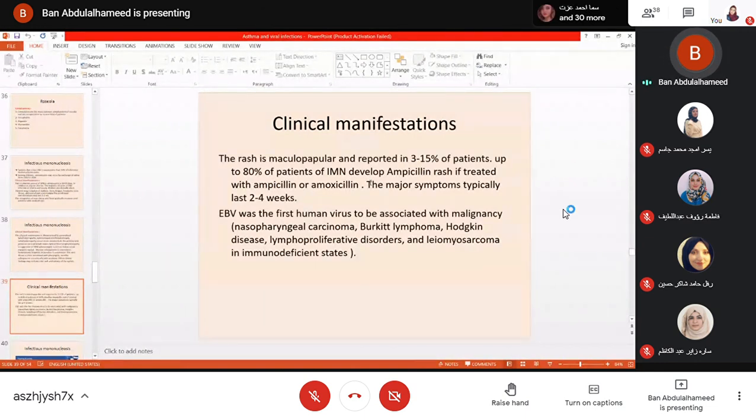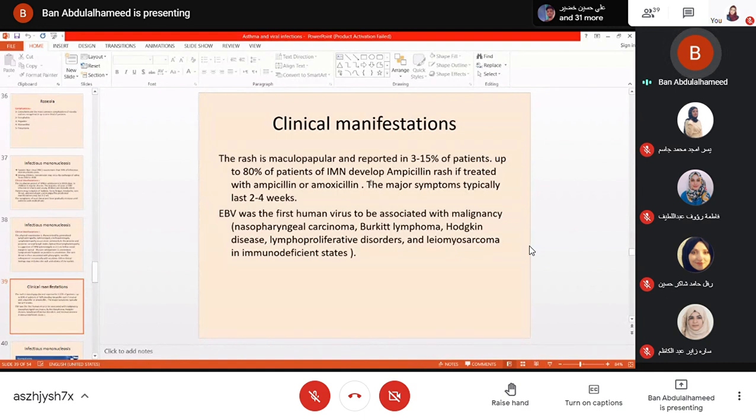The rash is maculopapular in nature, but if the patient with infectious mononucleosis receives ampicillin or amoxicillin during the course of illness, there is increased risk of developing this maculopapular rash in about 80% of the cases. And this rash is immune mediated and usually disappears spontaneously. These major symptoms of infectious mononucleosis usually last for about 2 to 4 weeks.